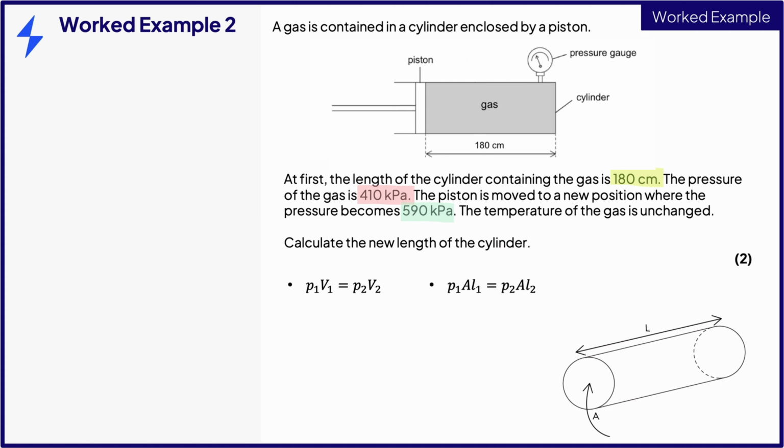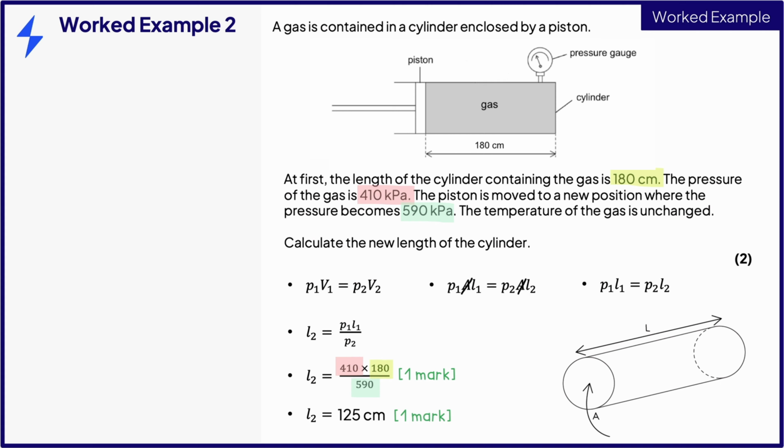A does not change when the cylinder changes length, as it is the exact same cylinder, so this can cancel out. We are left with P1 L1 equals P2 L2. Rearranging for L2 gives P1 L1 over P2. Now let's substitute in the values. P1 is the initial pressure, L1 is the initial length, and P2 is the final pressure. This gives a final length of 125 centimeters for the second and final mark.